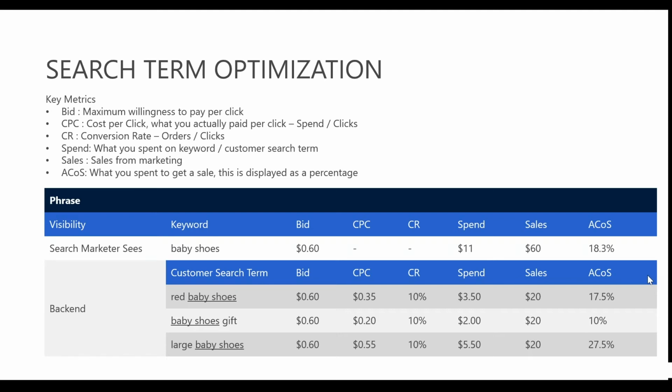We also have this table here. We'll be going through this in a couple different examples. So visibility just refers to what you have the ability to see in Seller Central or through a software you're managing your campaigns through. Hopefully it's Ad Manager. The keyword you're bidding on, and then just what's going on in the back end, right? We know that the phrase match type baby shoes has a bunch of different customer search terms associated with it. They're each going to have a different cost per click and conversion rate. And so this is all you have visibility on without pulling any additional reports.